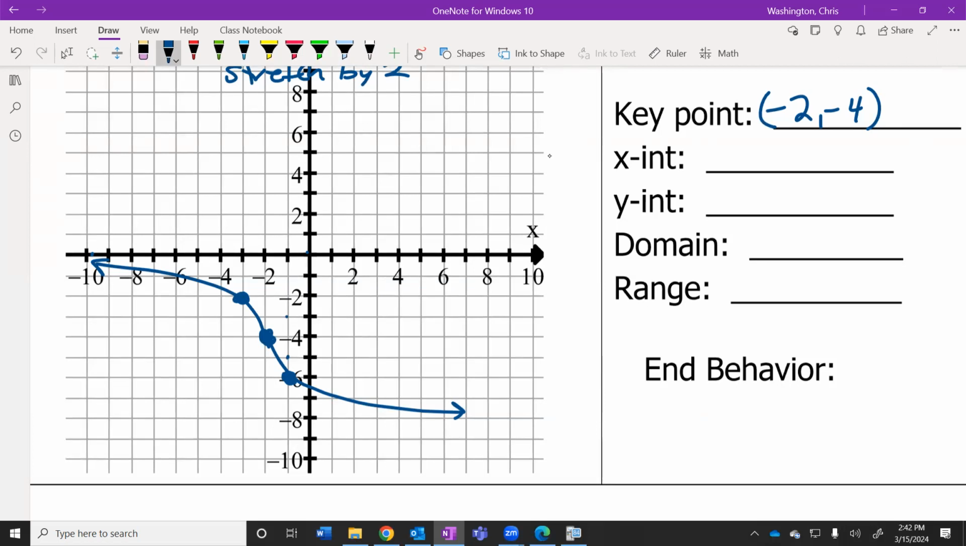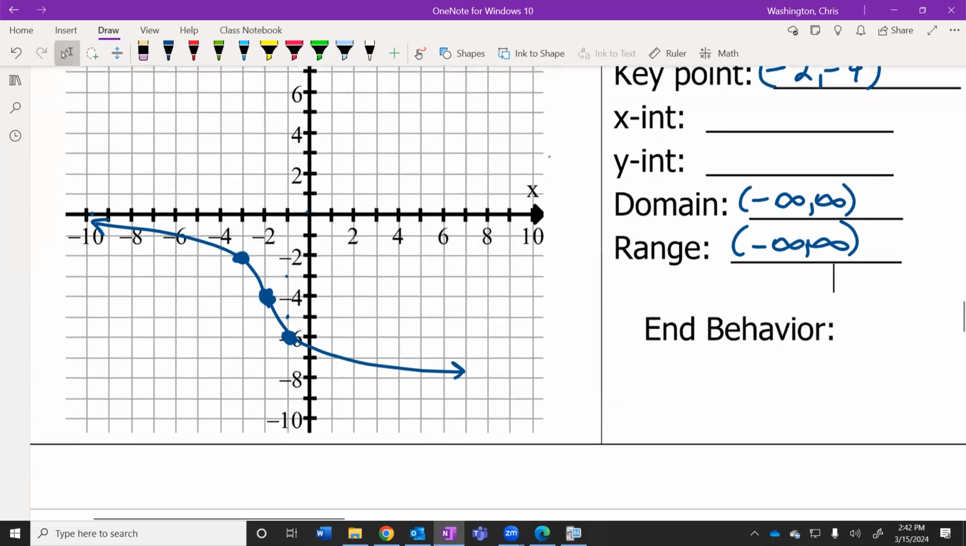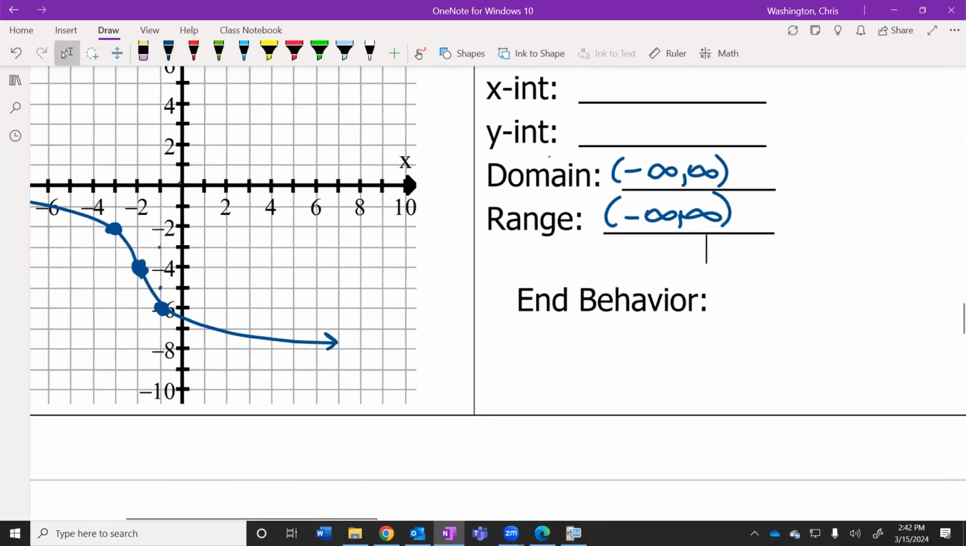What is the domain and range for any odd roots, no matter the transformations? Negative infinity to infinity. Always, always, always.